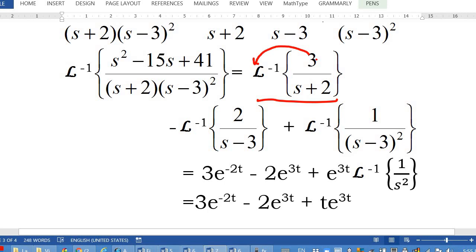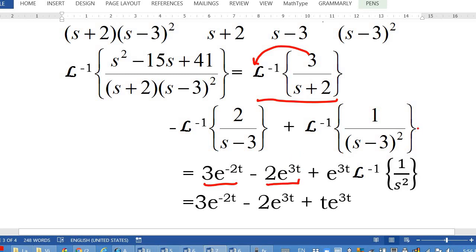So for the first term, easily, you can find that, factor out 3. So 3 times inverse Laplace of 1 over S plus 2, you get exponent negative 2t. So total is 3 exponent negative 2t. For the second term, you get minus 2 exponent 3t.